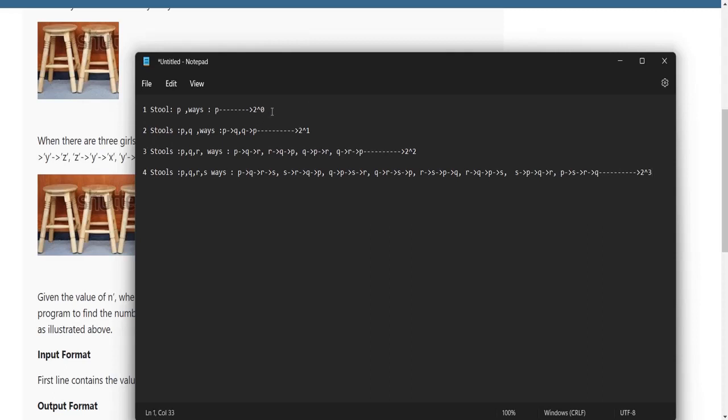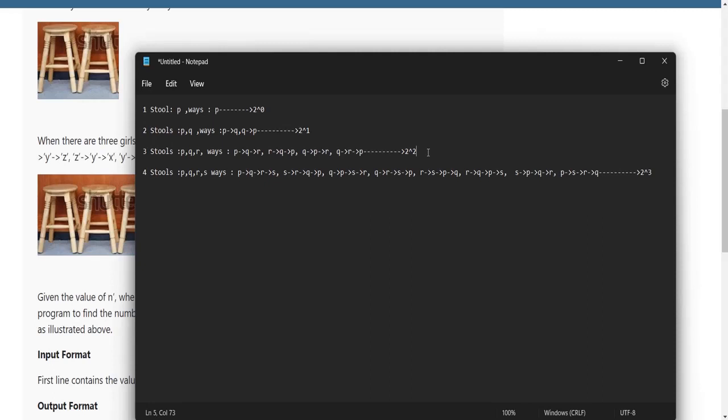Also, here we see that the number of stools is 1 and the power of 2 is 0, which is 1 minus 1. Here the number of stools was 2 and the power of 2 is 1. Here the number of stools is 3 and the power of 2 which we have got here is 2, which indicates that the power of 2 is always going to be n minus 1. If n is the number of stools, then the power of 2 is going to be n minus 1. So basically it's a complete pattern question.